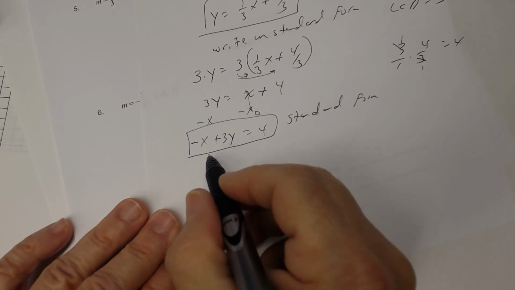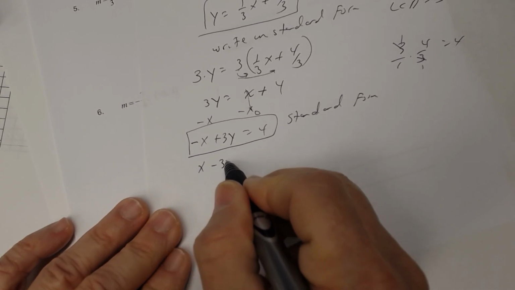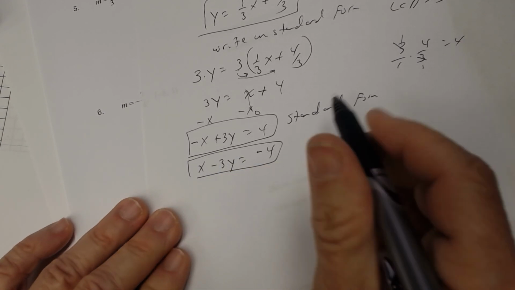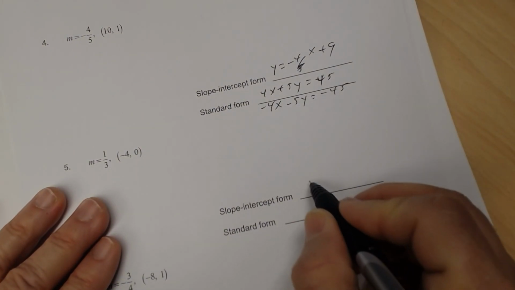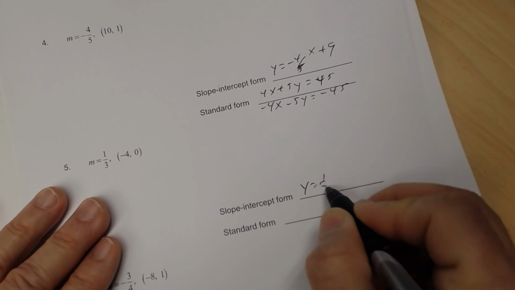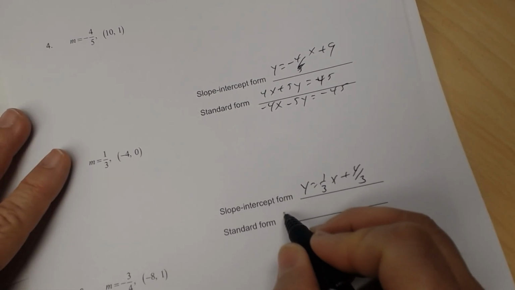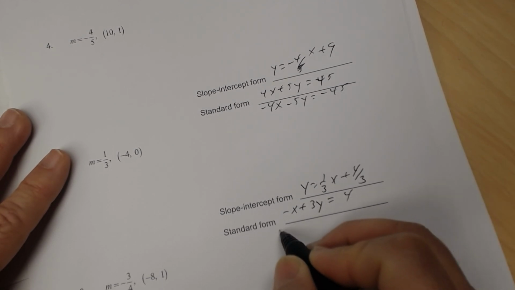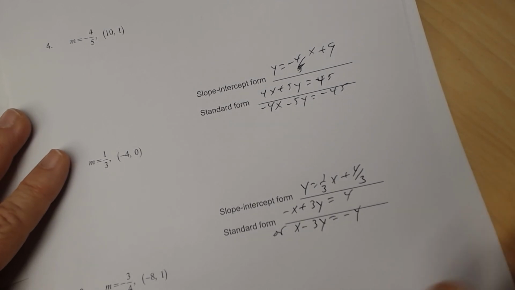And so the other answer would be where you would multiply both sides by negative 1. So x minus 3y equals negative 4. So there's your other standard form. So number 5, your answer is, for slope-intercept form, y equals 1/3 x plus 4/3, and then standard form, negative x plus 3y equals 4, or you could have said x minus 3y equals negative 4.